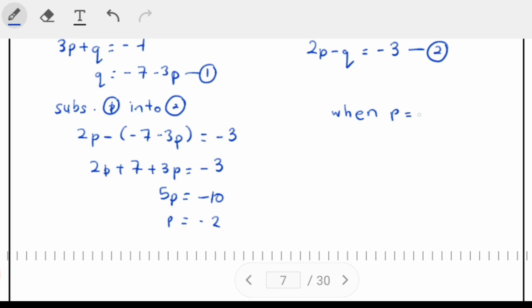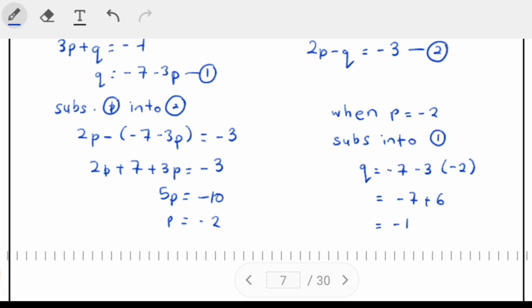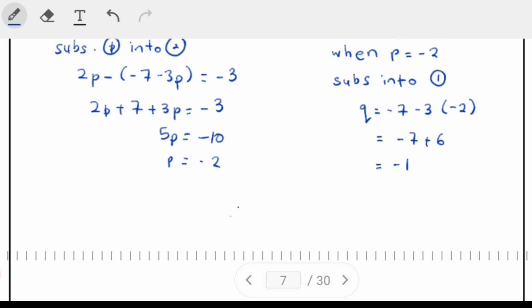When p equals negative 2, substitute into either one of the two equations. I am going to substitute negative 2 into equation 1. So q equals negative 7 minus 3 times p, which is negative 2. So negative 7 plus 6 equals negative 1. So our final answer is p equals negative 2 and q equals negative 1.